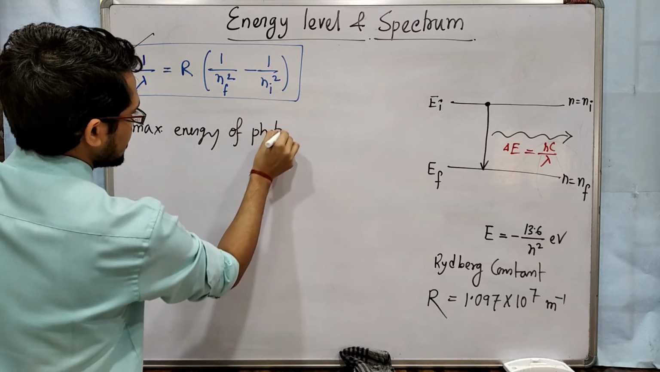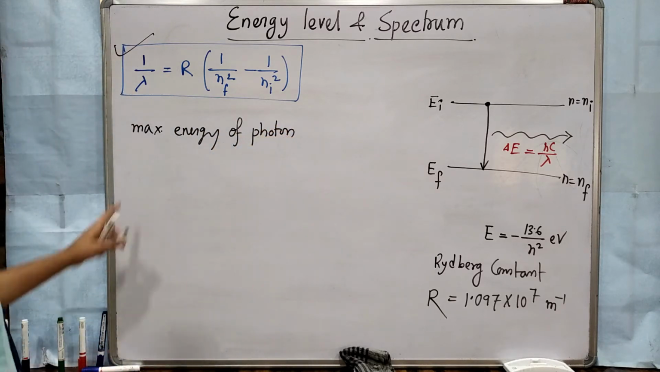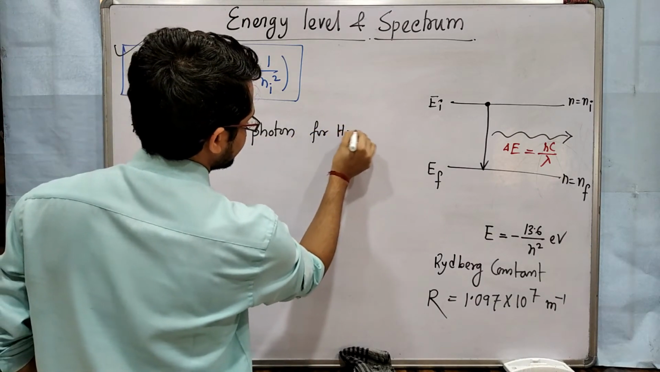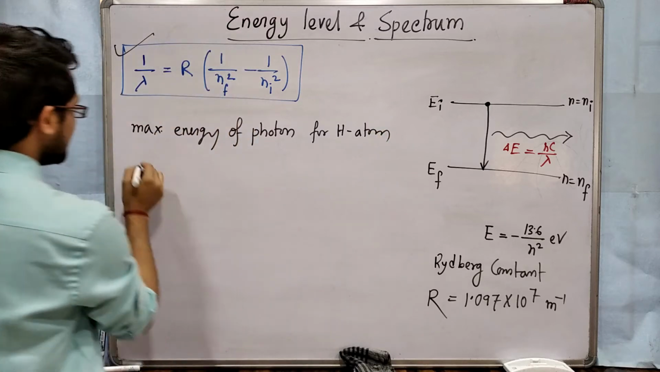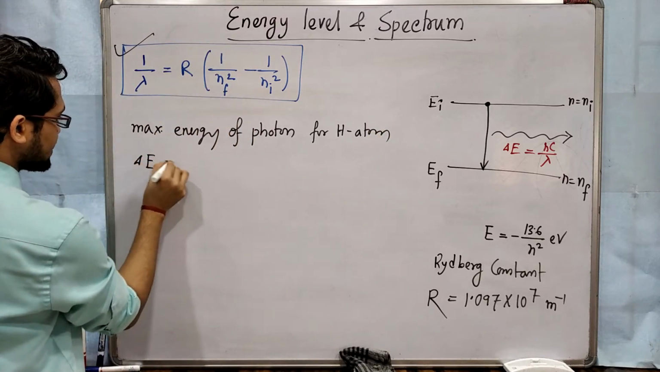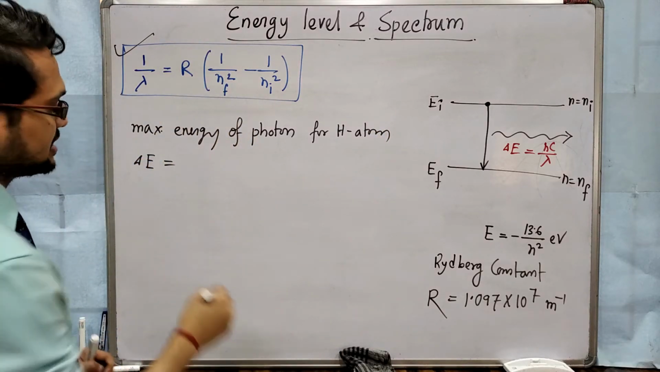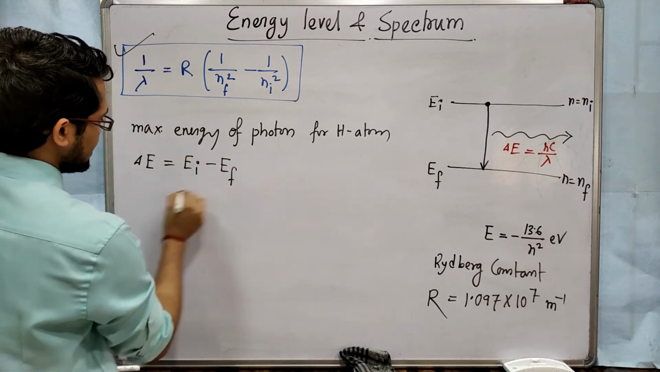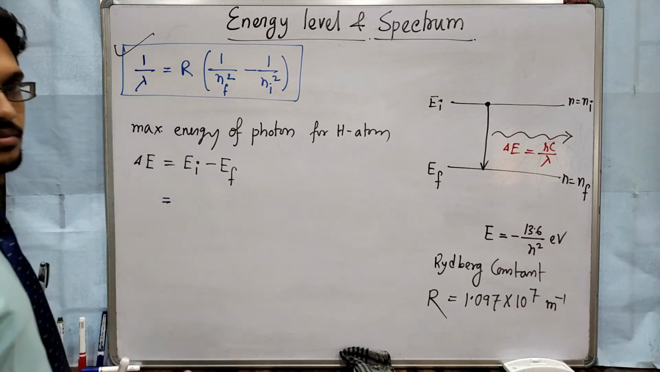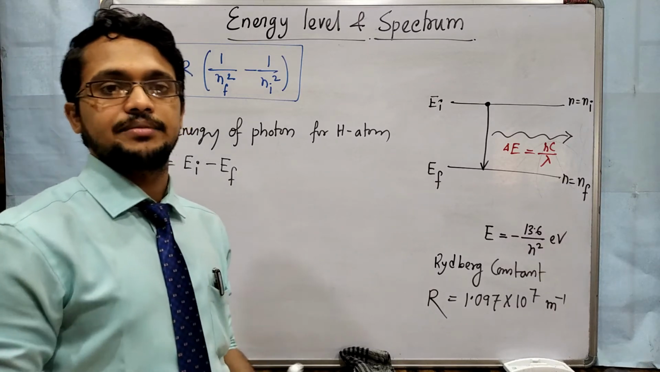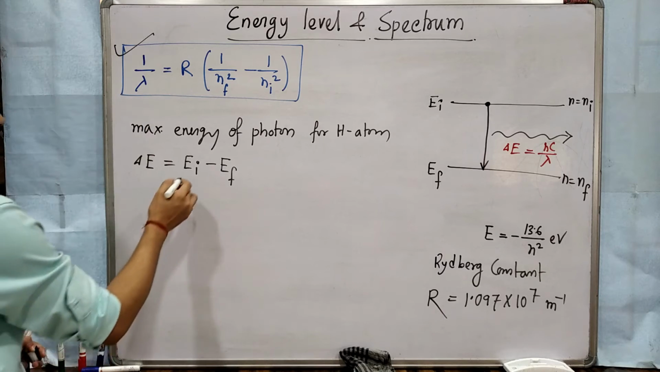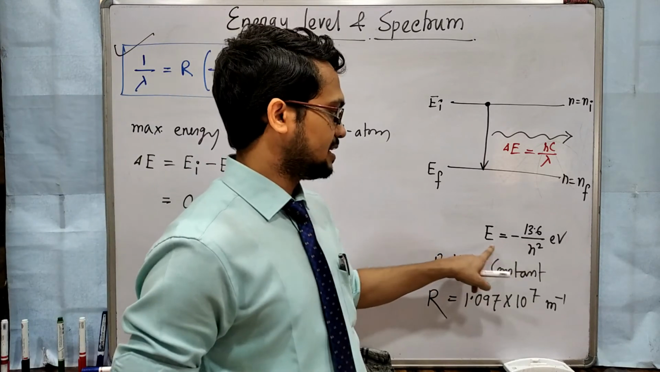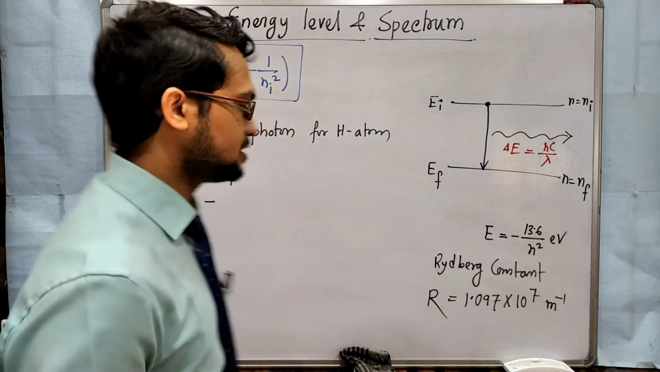Most of the questions will be related to the hydrogen atom. The maximum energy of a photon for the hydrogen atom will be: delta E equal to E initial minus E final. Where is the electron coming from? It is coming from infinity. At infinity the energy will be 0, because n equal to infinity means E equal to something by infinity, so you will get 0.